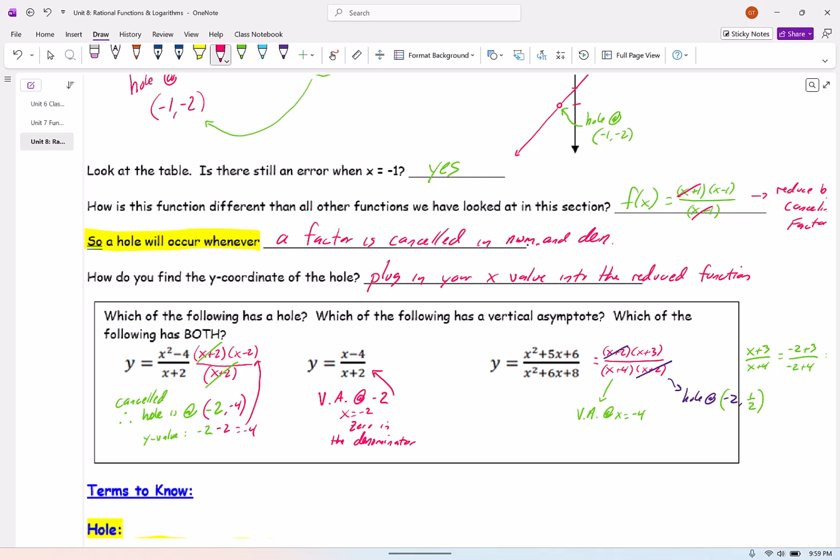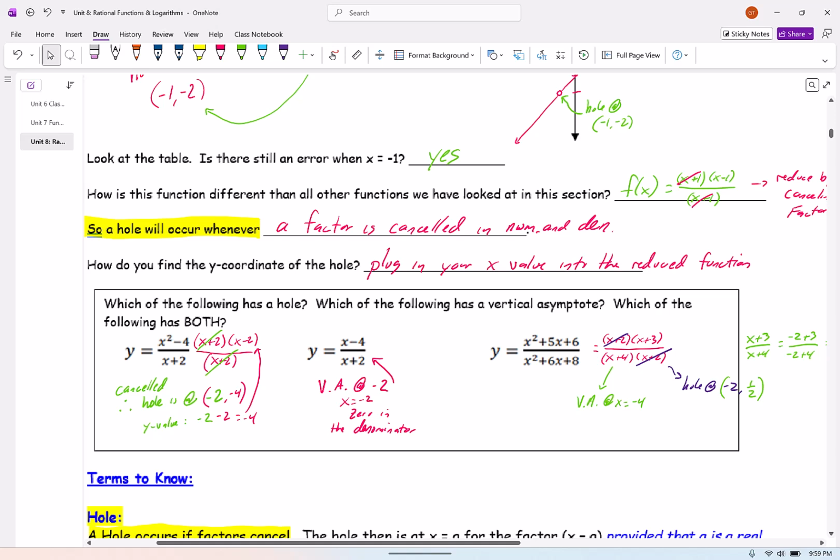Look at the one in the middle here. We got x plus 2 by itself. It can't be canceled out. And so therefore, we could take that term set equal to 0, and that's going to be our vertical asymptote. There is no hole for our second example.